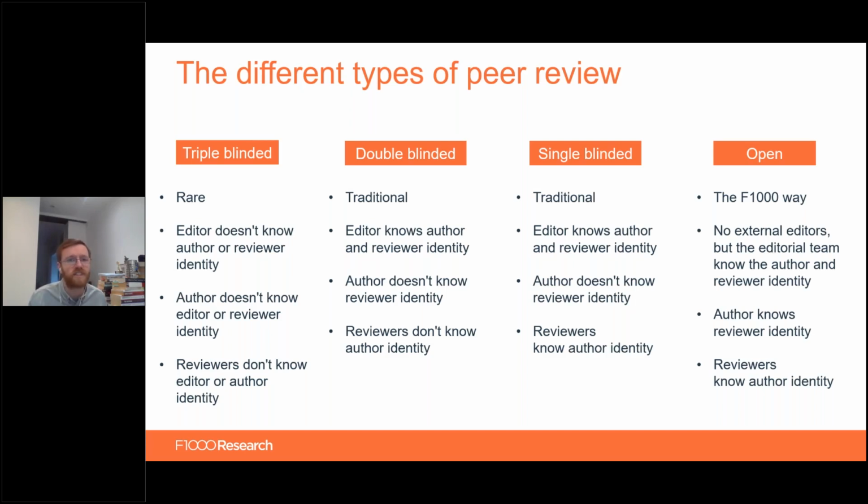In double blinding, which is, I guess, the traditional way that we go about peer reviewing, the editor knows the author and reviewer's identity, and the author doesn't know the reviewer's identity, nor does the reviewer know the author's identity. And occasionally you also get single blinding, where the editor knows the author and the reviewer's identity, and the author doesn't know the reviewer's identity, but the reviewers do know who the authors are. And then the F1000 way, where there are no external editors and the editorial team know the author and reviewer identity, the authors know who the reviewers are, the reviewers know who the authors are, and the readers know all this as well, because it is all published online.